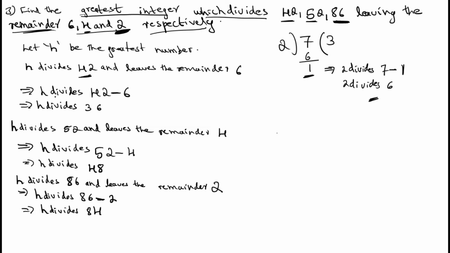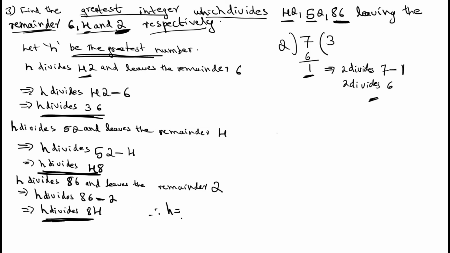Now see, we have three numbers. One is H divides 36, the second one is H divides 48, and the third one is H divides 84. What's the meaning of H here? H is the greatest number, the greatest number which divides 36, 48, 84. That is nothing but HCF or GCD, right? Therefore, H means the greatest number that divides 36, 48, 84.